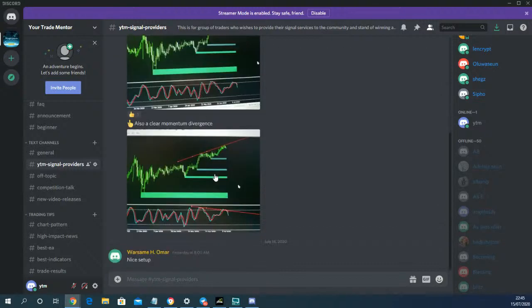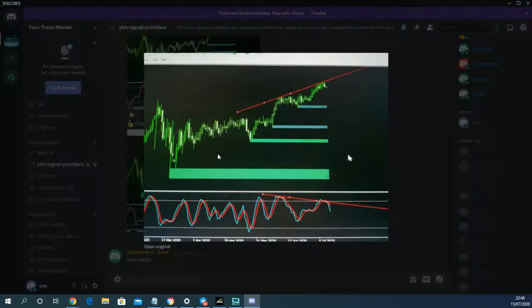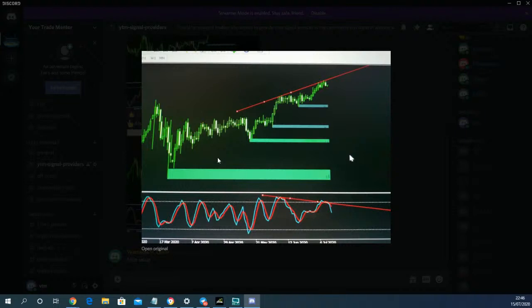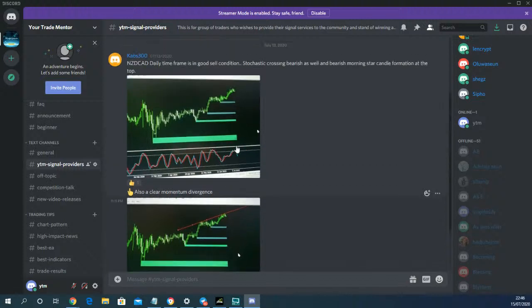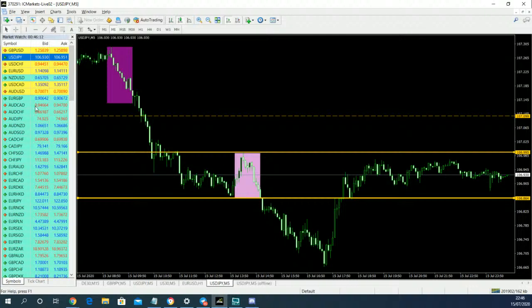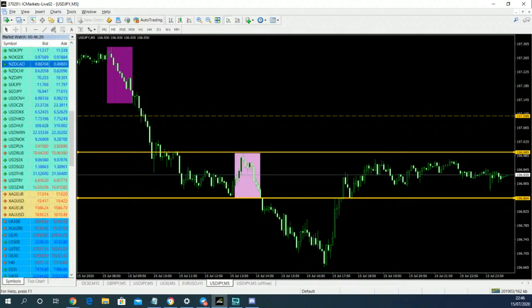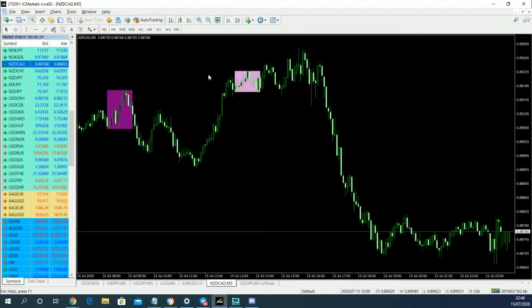Okay, shall we look at it? So let's look at that. Which one is this? This is also clear momentum divergence. Yeah, this is New Zealand card. Okay, let's go and check it. So New Zealand card, what is Caps 300. Okay, New Zealand card, NZD card. Where are you, New Zealand card? Okay, this is your analysis. Okay, so this is a daily chart.